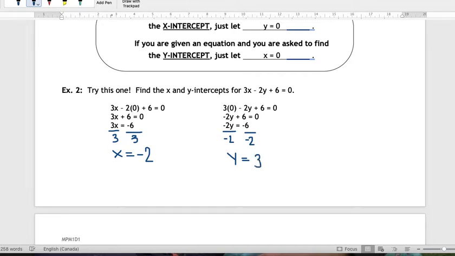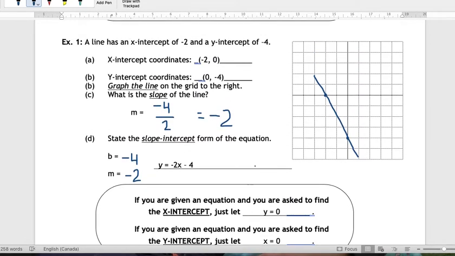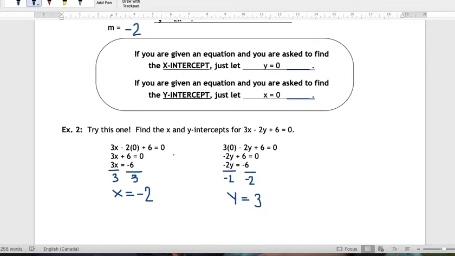Now, if the question asked for the coordinates of the intercept, you would need to put it in a set of brackets like this. When it's asking just for the intercept, x and y, just like that, is okay.